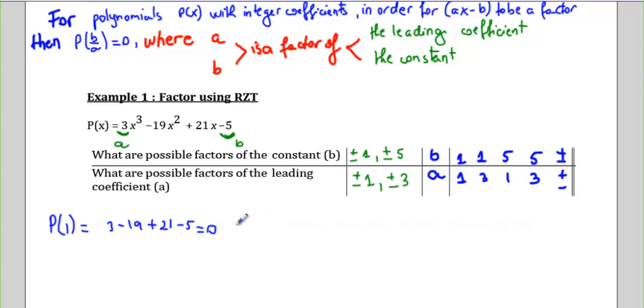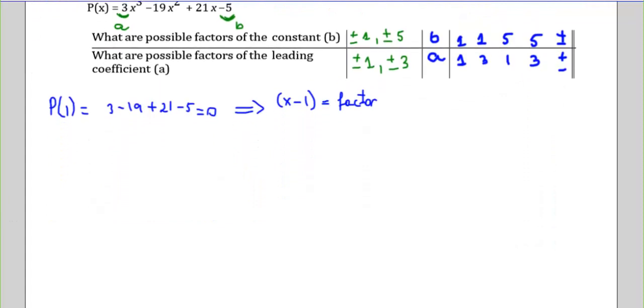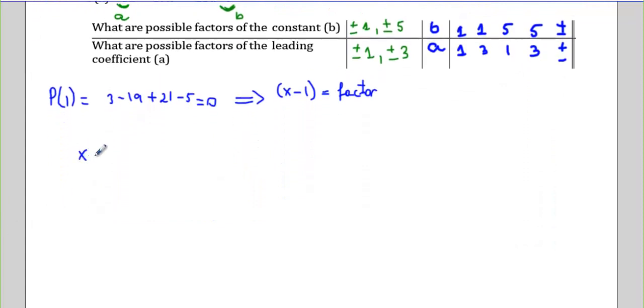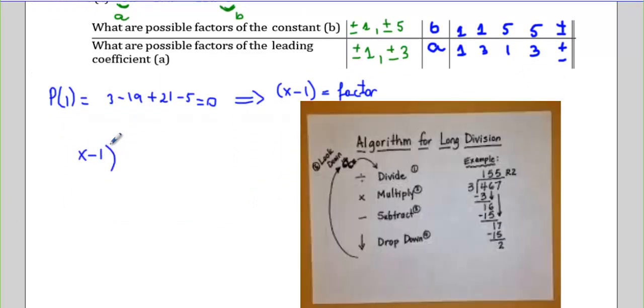The polynomial at 1 we notice equals 0, and we actually got lucky finding a factor of this polynomial that quickly, which means that x minus 1 is a factor of p of x. As soon as you find a factor, I want you to go back to your long division experience and find the quotient of the division between p of x and the newfound factor x minus 1. So we're going to divide our polynomial 3x cubed minus 19x squared plus 21x minus 5 by x minus 1.